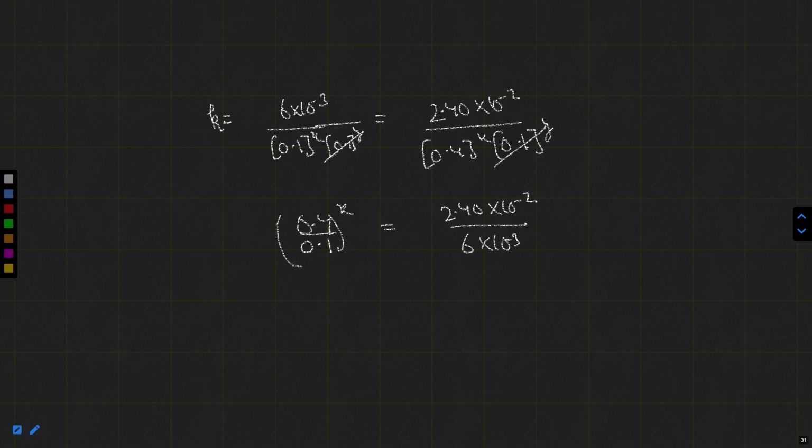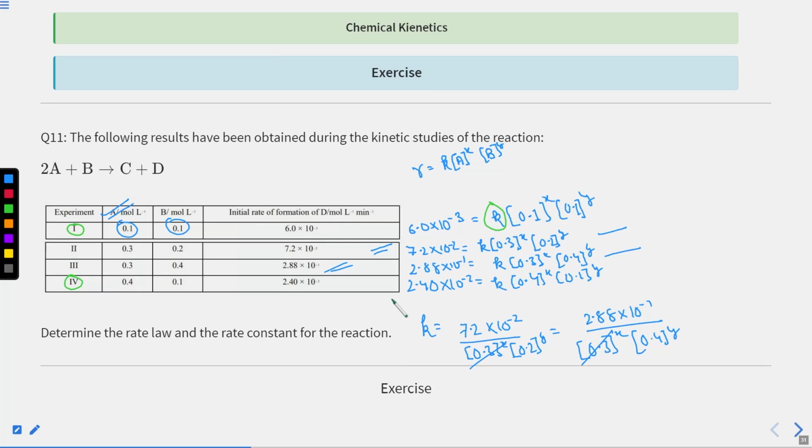Now let us evaluate it further. If you remove this, you will get 10 to the power minus 3, and 6 4s are 24, and this will be cancelled, that is 4. Here this decimal will be gone, 4 to the power x. So if you just equate both of these, you will get x is equal to 1.